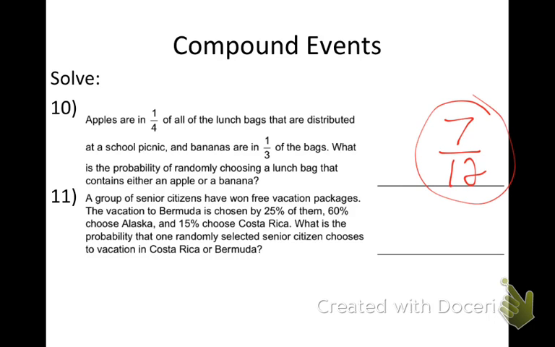A group of senior citizens have won free vacation packages. The vacation to Bermuda is chosen by 25% of them. 60% choose Alaska and 15% choose Costa Rica. What's the probability that one randomly selected senior citizen chooses to vacation in Costa Rica or Bermuda? What do you say, Mr. Heiss?